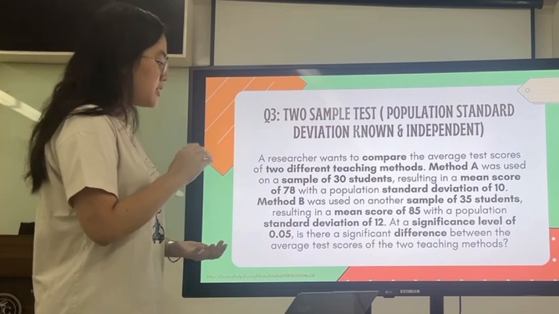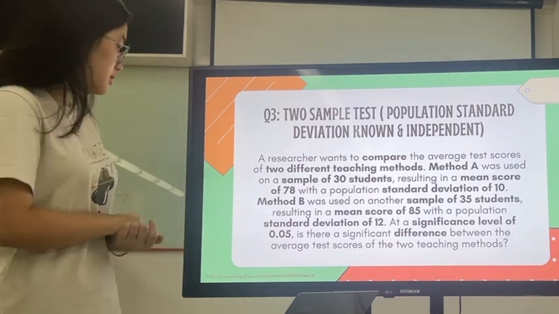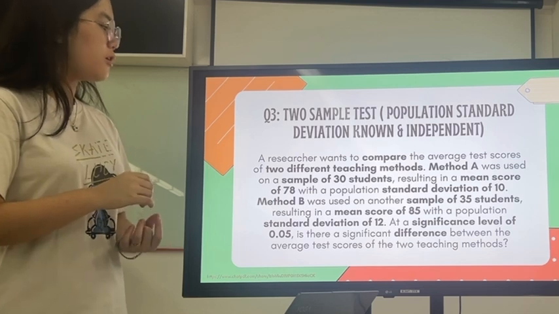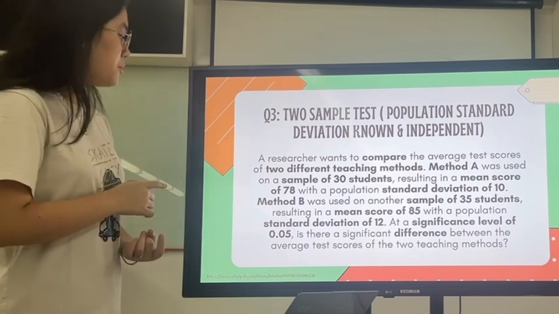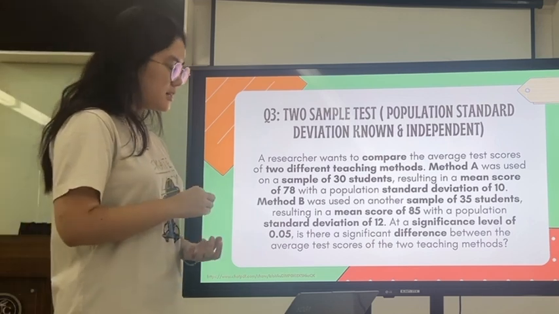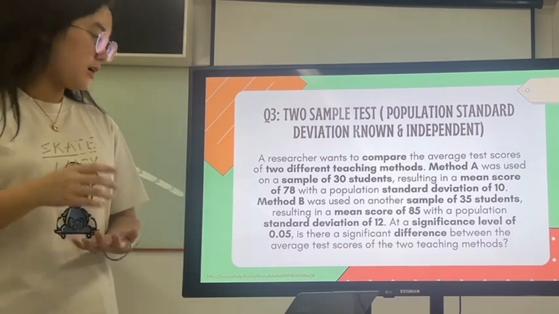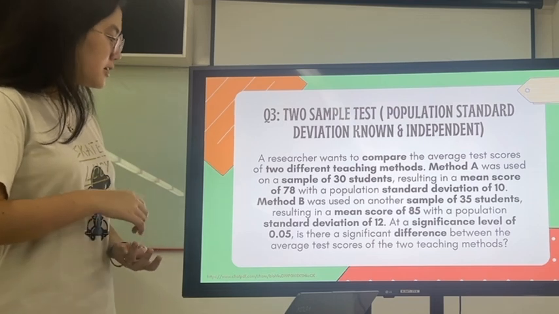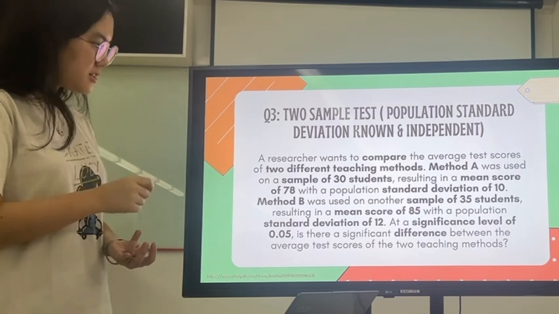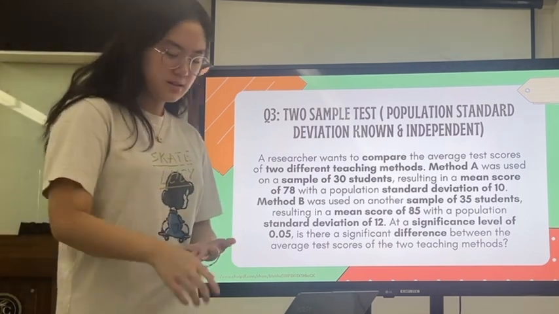The next one is method B. Method B was used on another sample of 35 students, resulting in a mean score of 85 with a population standard deviation of 12. The question is, at the significance level of 0.05, is there a significant difference between the average test scores of the two teaching methods?